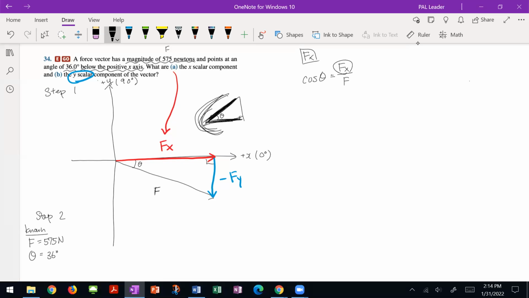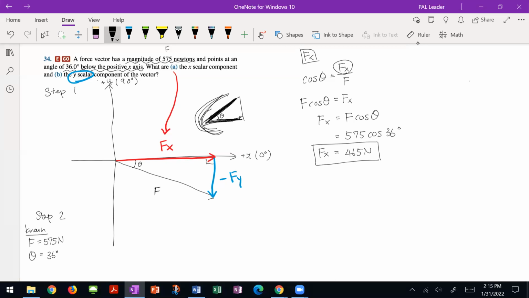Okay, we're looking for Fx. To isolate that, we're going to multiply both sides by F. So we get F cosine theta equals Fx. I'm going to flip that so it's Fx equals F cosine theta. Now we just put in our numbers. F was 575, cosine, our angle was 36 degrees. Put that in your calculator and make sure it's in degrees, not radians. And our answer should be 465 newtons. That is our answer for part A.